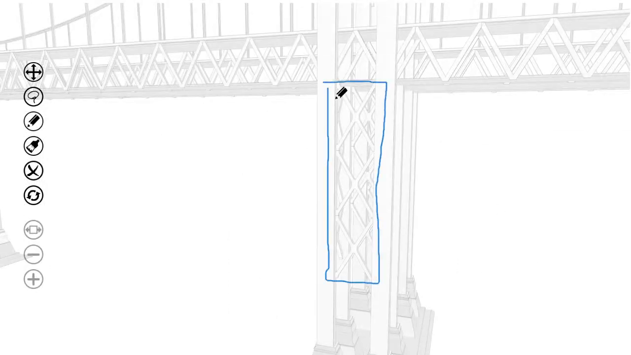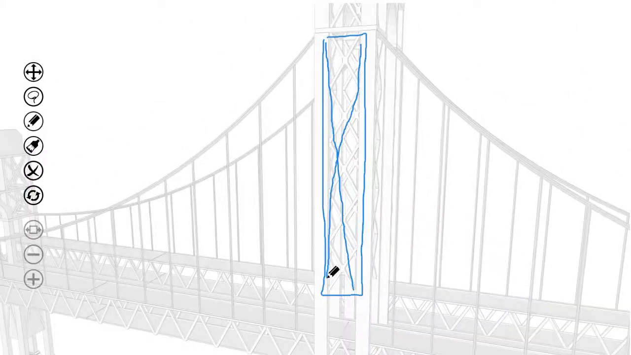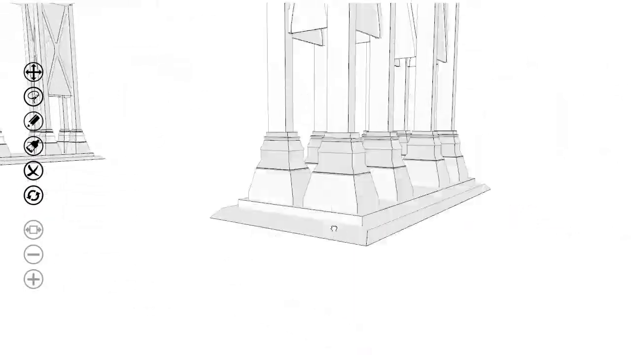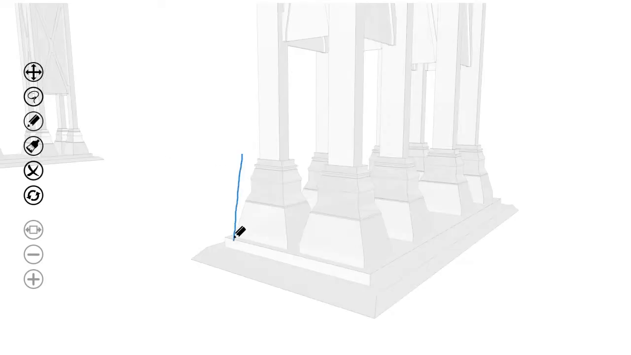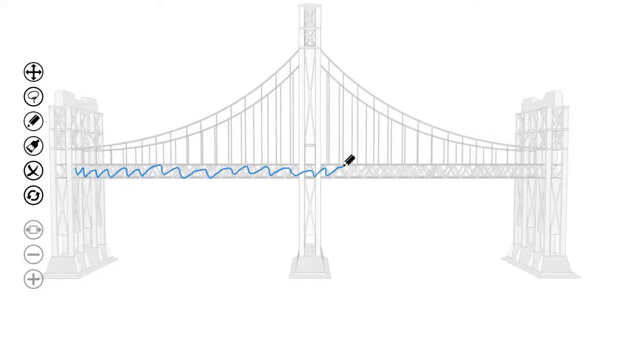By using our sketch-based interface, even complex models can be processed efficiently. Only a few strokes are needed to create abstractions of the input model while maintaining structural characteristics.